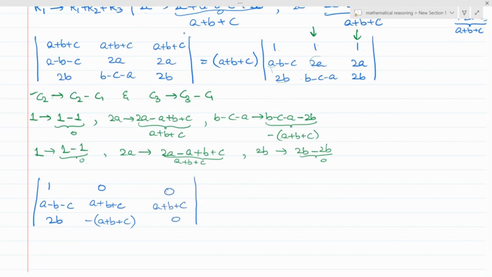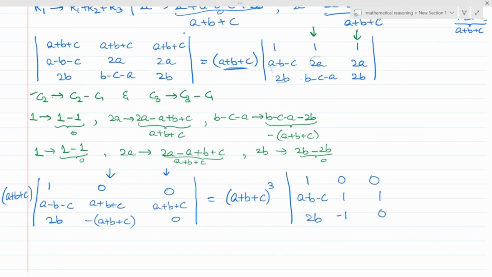Now if you observe again, from column 2 you can take A plus B plus C common, and from column 3 you can take one more A plus B plus C common, and outside we already have A plus B plus C, right? So the outside becomes A plus B plus C whole cube, and the remaining elements will be 1, 0, 0, A minus B minus C, 1, 1, 2B, it becomes minus 1 and it becomes 0. Now this will be easier to calculate the determinant.